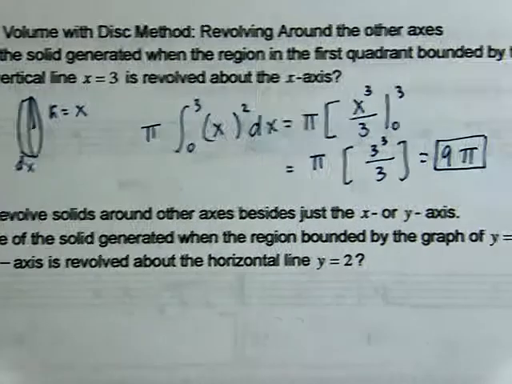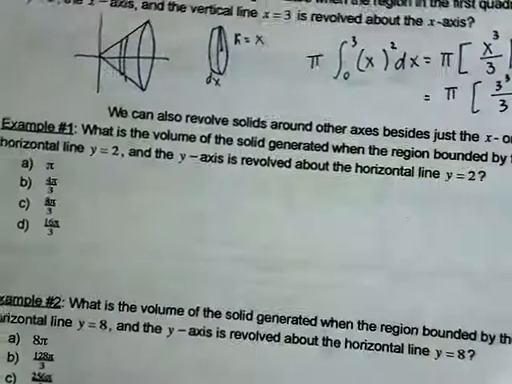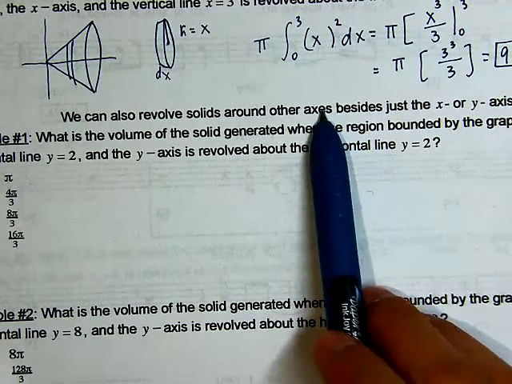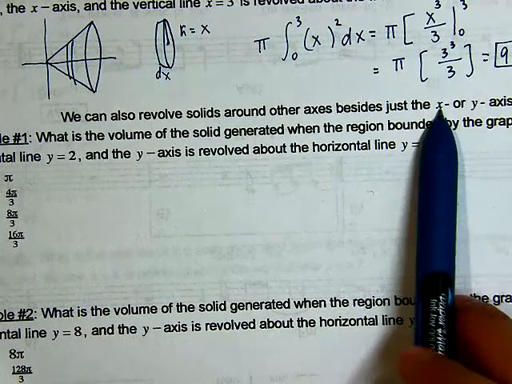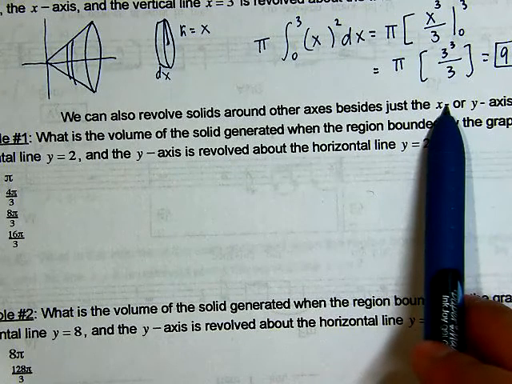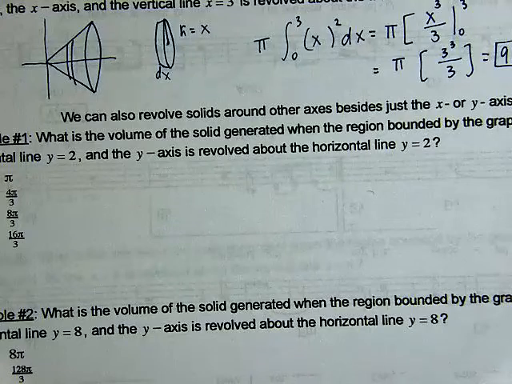Alright, so this next unit is about revolving around other axes. So when we say axes, we mean other lines. The x-axis and y-axis are lines. They're just lines that we always look at, that we commonly refer to, so we can have our coordinate planes. We can look at revolving around other lines.